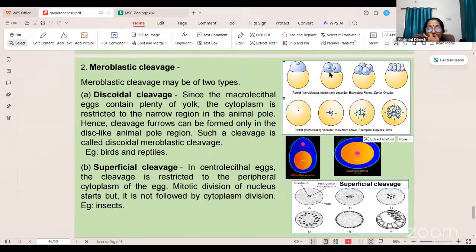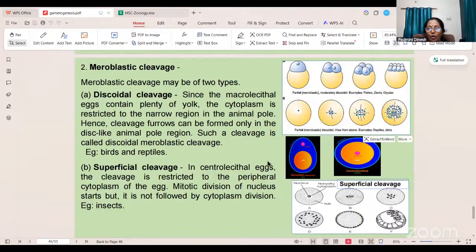So that's the yolk, and this is the nucleus. The division occurs there. As the division keeps on occurring, a cap-like structure is formed. So that is called meroblastic cleavage, the discoidal cleavage. And this is a discoidal type of cleavage.